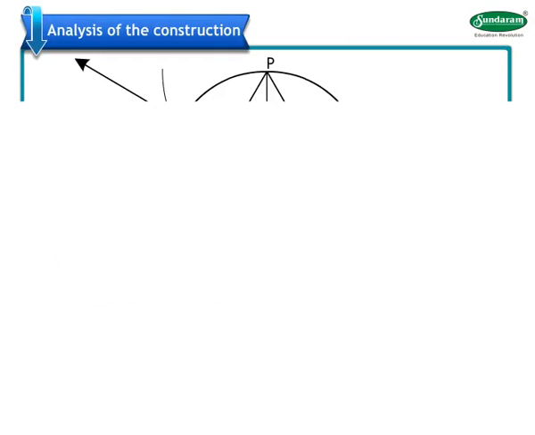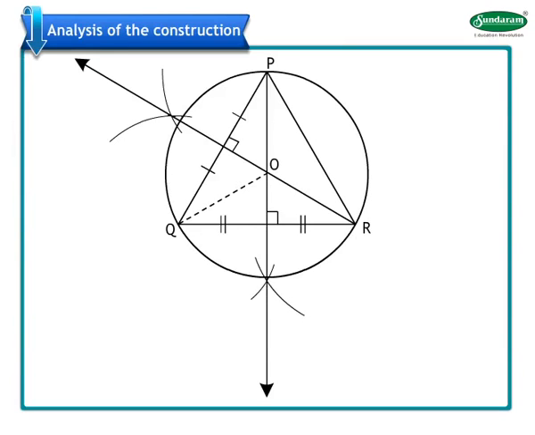We know how to draw a triangle, but for drawing the circumcircle, we need to fix the center and the radius. Let's look at the analysis of the construction. Look at the screen. These are three non-collinear points P, Q, and R. With the help of these three non-collinear points, we can construct a circle.